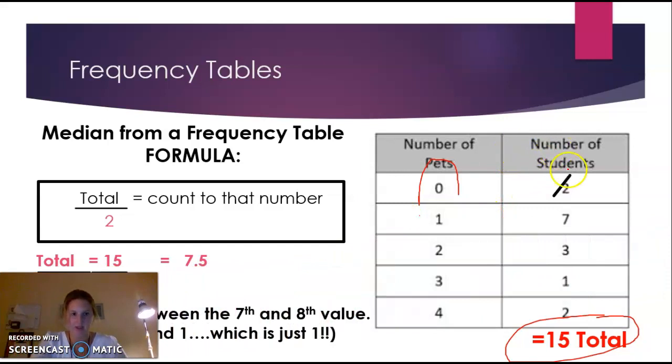Okay, 2, and you're trying to get to the 7th, so you obviously know it's going to fall in this bin, and so your middle number is 1 pet. So your median is 1 here. All right, so that's using the formula from a frequency table. Now we have to move on to histograms.